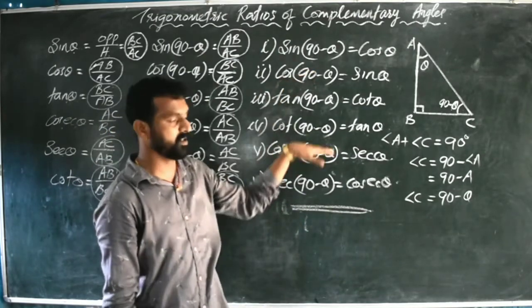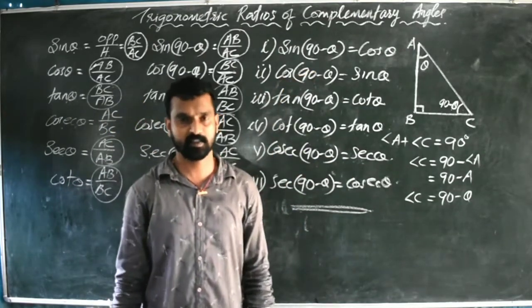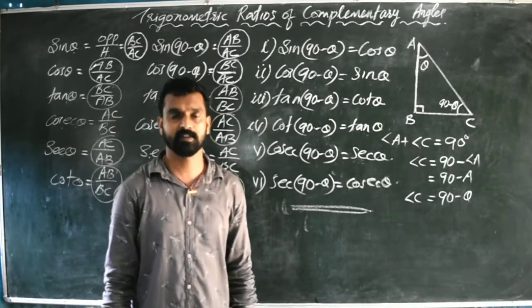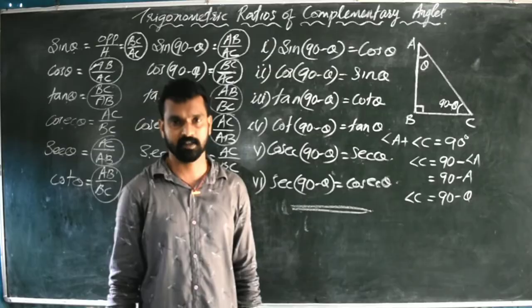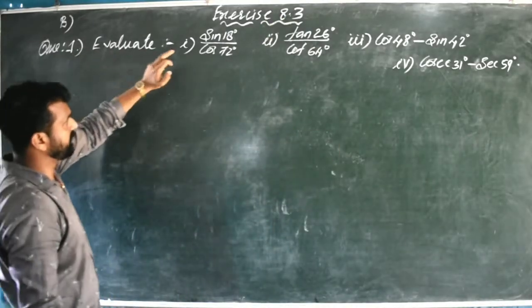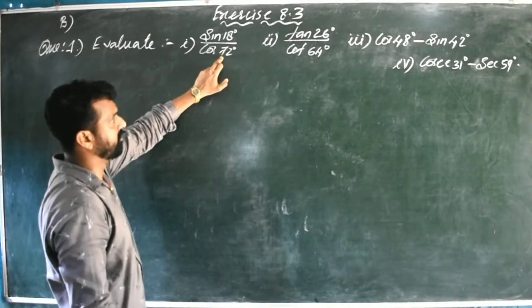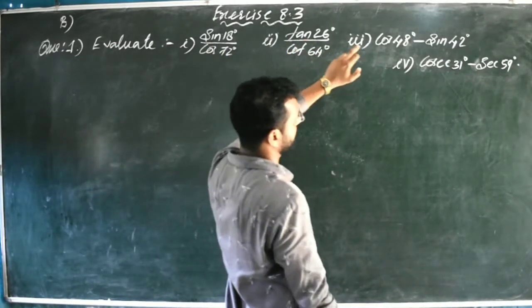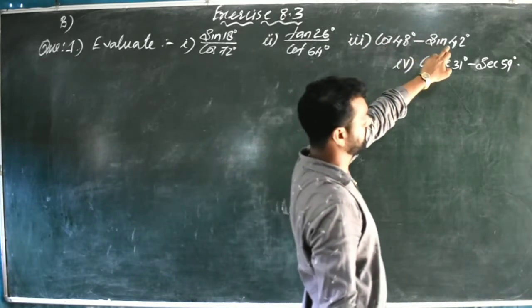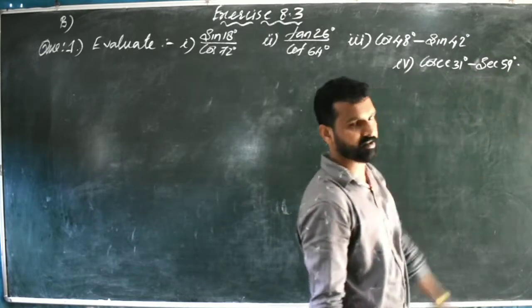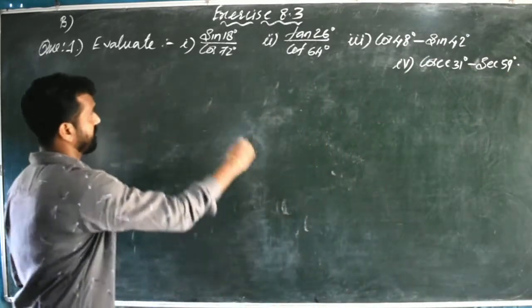So these formulas we are going to use in the next exercise, that is exercise 8.3. So let's start exercise 8.3. Question number 1. Evaluate sin 18 degree divided by cos 72 degree, tan 26 degree divided by cot 64 degree, cos 48 degree minus sin 42 degree, and cosec 31 degree minus sec 59 degree. Let's see question number 1.